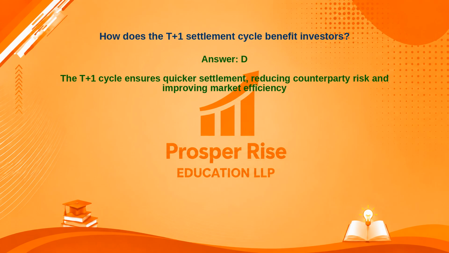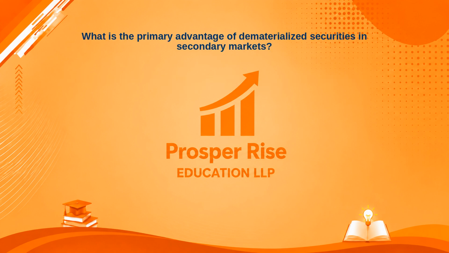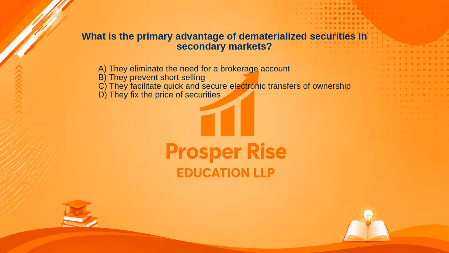The T+1 cycle ensures quicker settlement, reducing counterparty risk and improving market efficiency. What is the primary advantage of dematerialized securities in secondary markets? Here are your options. A. They eliminate the need for a brokerage account. B. They prevent short selling. C. They facilitate quick and secure electronic transfers of ownership. Or D. They fix the price of securities.